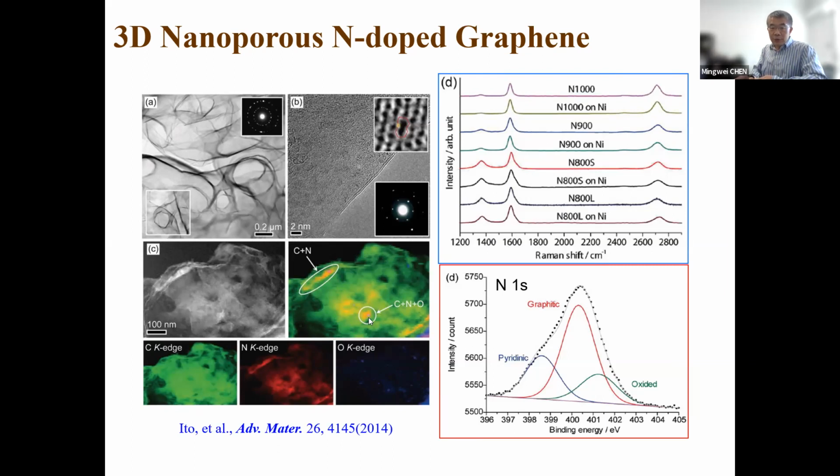Definitely this distribution is not uniform in the three-dimensional graphene. Some areas get a little higher nitrogen concentration, because those areas have high curvature and probably a high concentration of topological defects. The XPS measurement also confirms that nitrogen indeed is doped into the carbon lattice, forming the pyridinic, graphitic, and oxide configurations of nitrogen doping.